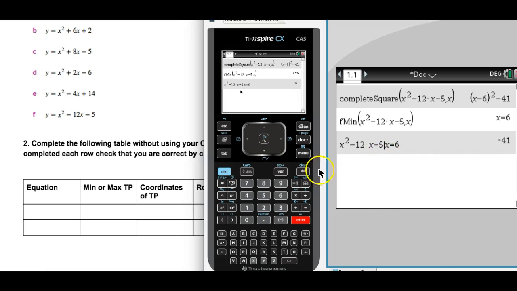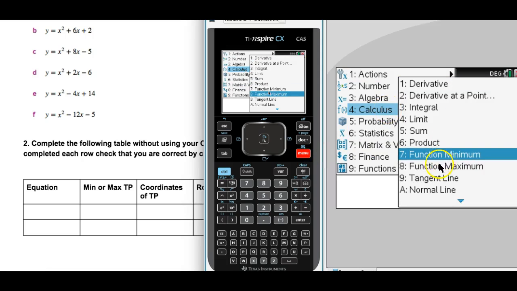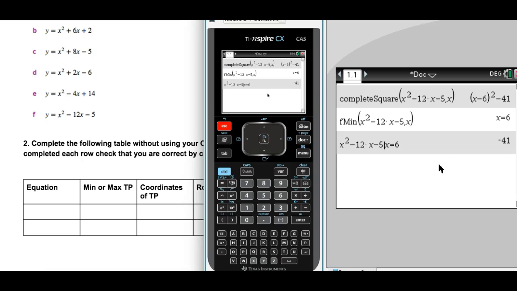So this line here means given that. If you go control equals, you can find it there. So basically you're telling the calculator to substitute in this value for you. So it's another way that you can get your turning point. You can do complete the square and read it from here, or you can do function minimum from the calculus menu, maximum if it's a negative parabola, and then you can get the y coordinate by substituting 6 back in.